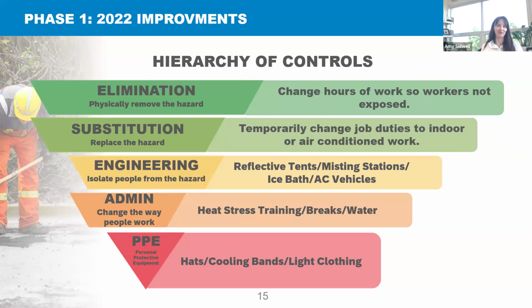We also did a lot of administrative controls and training. So we did training for our heat stress programs, instituting more structured breaks. And we finally got some PPE: hats, cooling bands, and light clothing. We've looked at some things like cooling vests as well, but haven't gone to those yet.